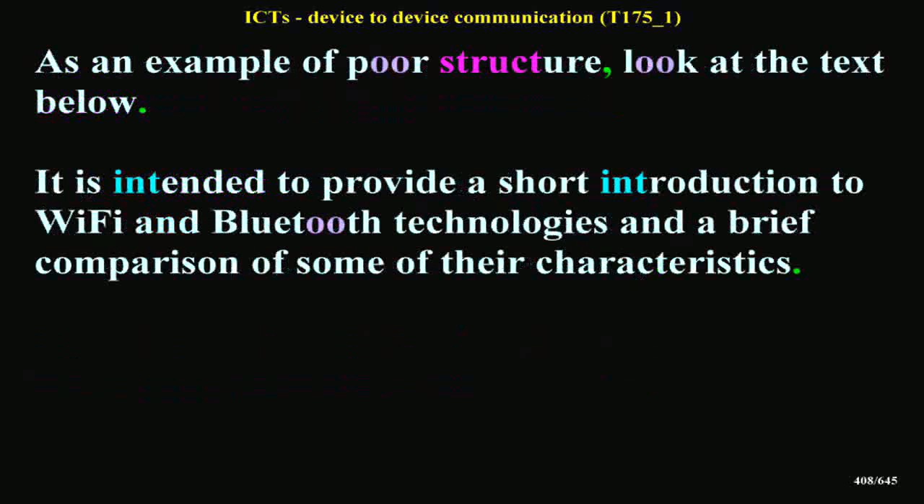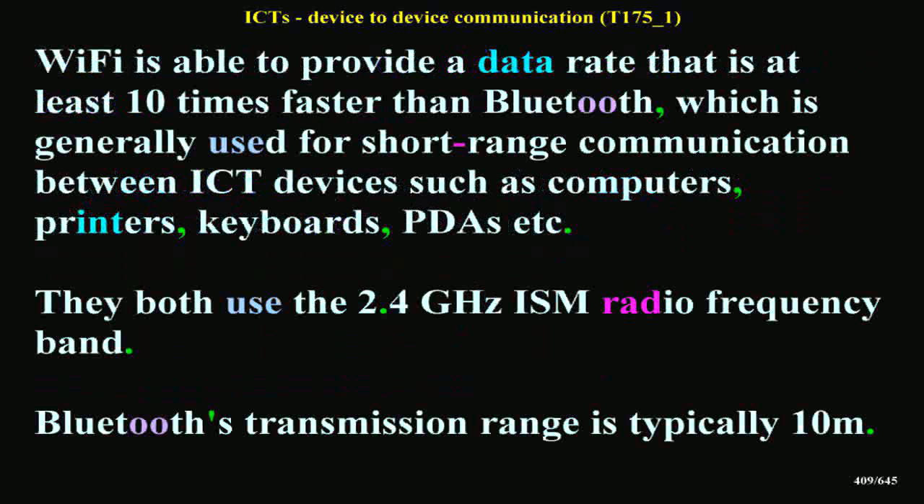As an example of poor structure, look at the text below. It is intended to provide a short introduction to Wi-Fi and Bluetooth technologies and a brief comparison of some of their characteristics. Wi-Fi is able to provide a data rate that is at least 10 times faster than Bluetooth, which is generally used for short-range communication between ICT devices such as computers, printers, keyboards, PDAs, etc.